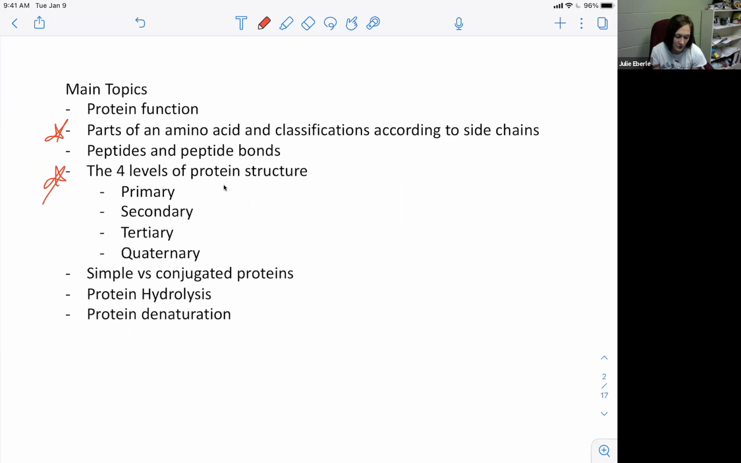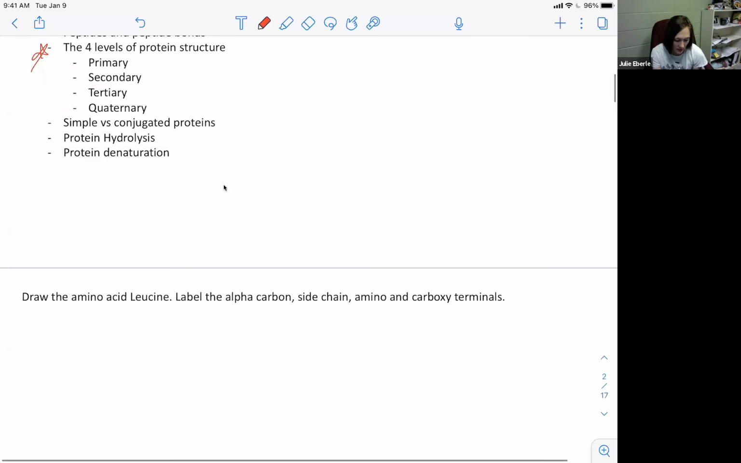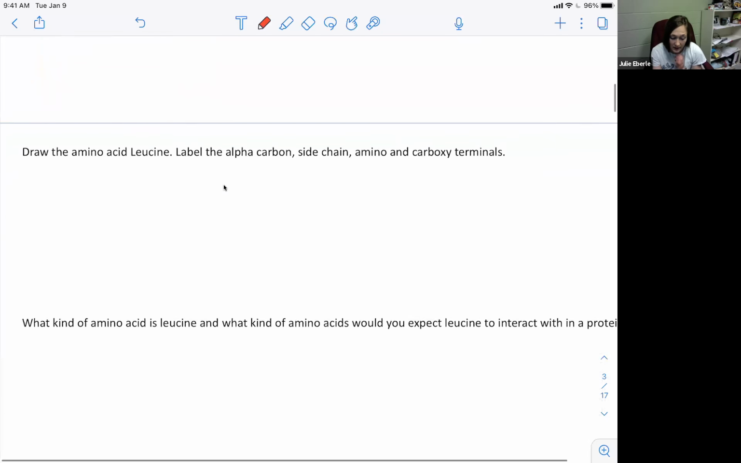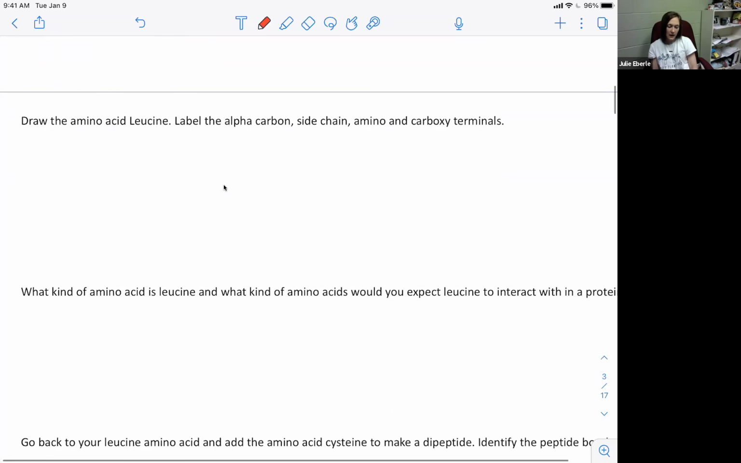And then protein hydrolysis, okay, which again goes back to knowing where the peptide bond is and where to break it. And then protein denaturation, okay? So we'll talk about the enzymes that do protein hydrolysis when we get there, and then the things that can lead to protein denaturation. All right, so here's just some questions. Let's draw the amino acid leucine. Label the alpha carbon, the side chain, and then the amino and carboxy terminals, or the N and the C terminals.